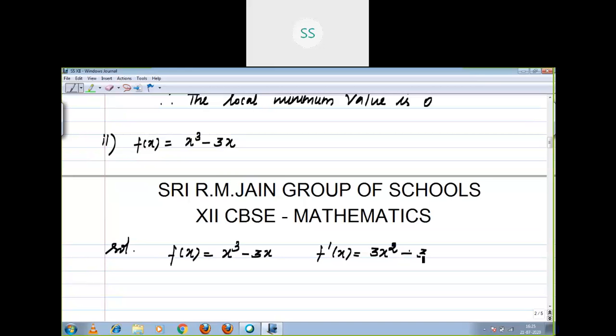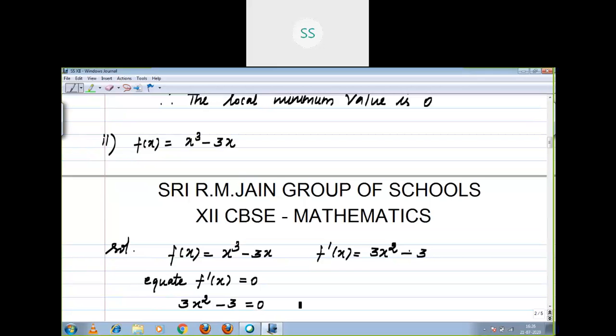Here also you are applying the derivative of x power n. Now, the next step I told you, you have to equate with 0. Which one do you have to equate with 0? The first order derivative. Equate f dash of x equal to 0. First step you differentiate. Second step you equate the derivative to 0. What can you get? 3x square minus 3 equal to 0.